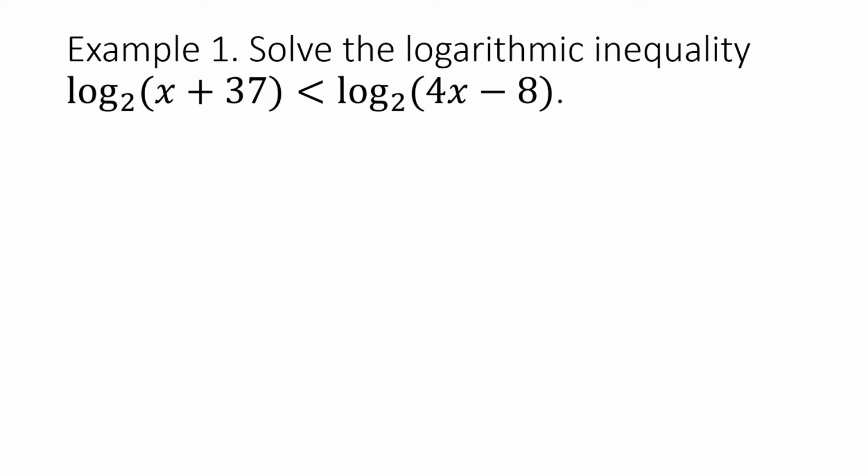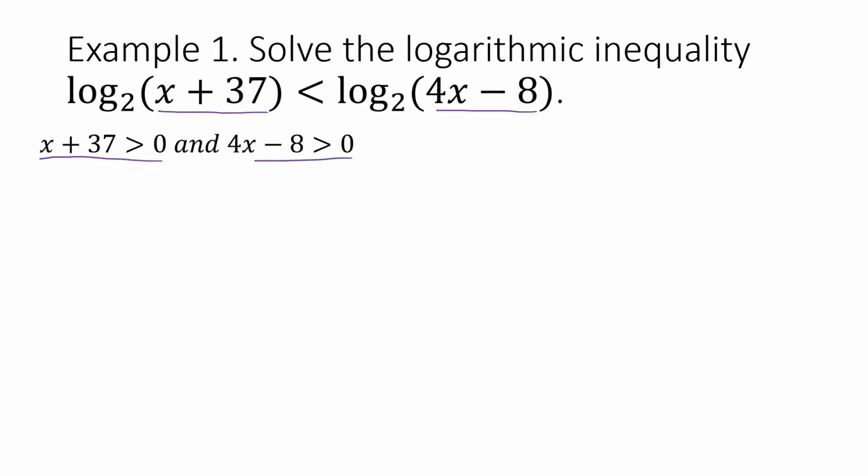Example 1. Solve the logarithmic inequality logarithm of the binomial x plus 37 to the base 2 is less than logarithm of the binomial 4x minus 8 to the base 2. Since we are asked to solve for the value of x, we should consider that the anti-logarithm is always positive, because x is part of every anti-logarithm in this inequality. That is, x plus 37 is greater than 0, and at the same time, 4x minus 8 is also greater than 0. Then let us solve for the value of x in each of these two inequalities.